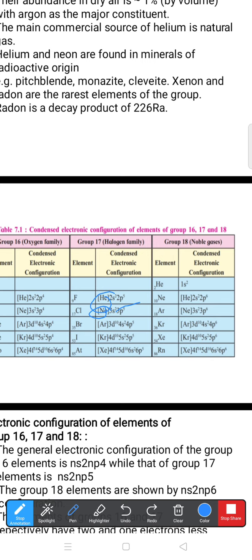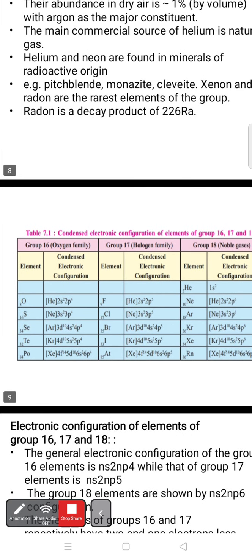Later on, astatine has 6s2 and 6p5. So in this way, their outermost configuration, in the form of n number of the element, is ns2 np5. So ns2 np5 is the outermost general configuration for the halogen family elements. Like that, for group 16, we can say the outermost configuration is ns2 np4.